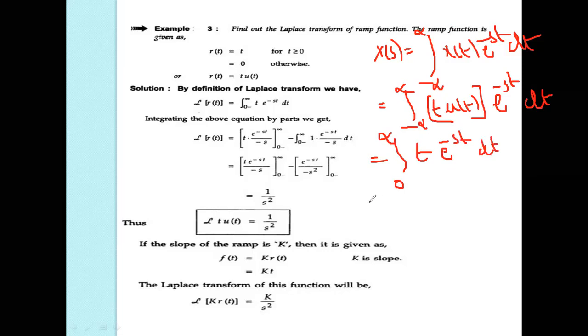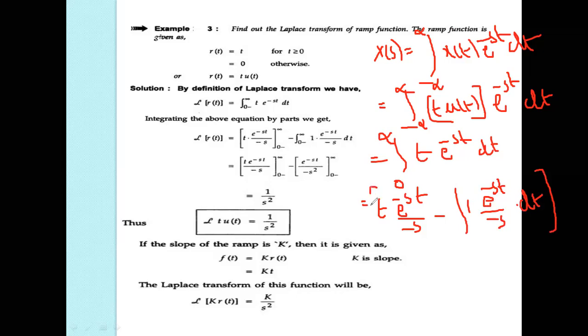Now, by using integration by parts, t into the integral of e power minus st, which is e power minus st by minus s, minus the integral of the derivative of t, which is 1, into e power minus st by minus s dt, with limits from 0 to infinity. Again, t, e power minus st by minus s, and again the integral of e power minus st: minus into minus is a plus, e power minus st by minus s again, so we get s into s, s square, minus s square. So this minus will stay here itself. Got it, my dear students, for the minus.